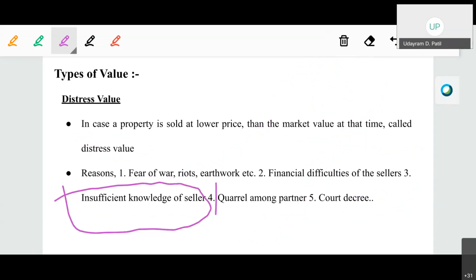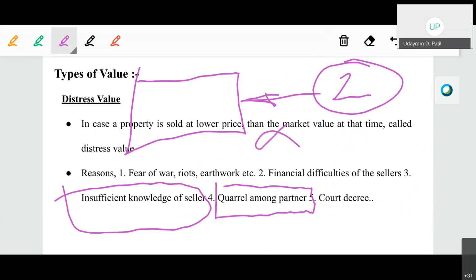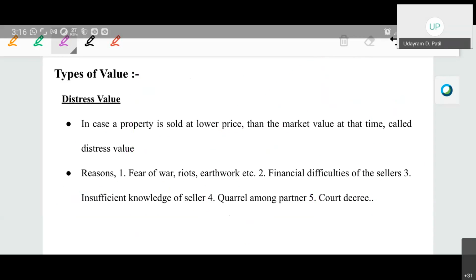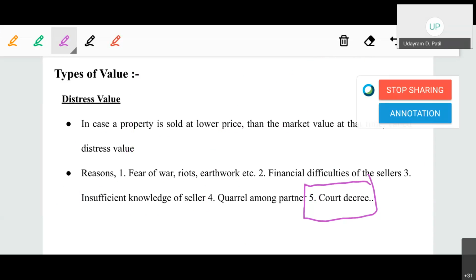This is another factor, the insufficient knowledge of the seller. As well as quarrel among the partners: if the property is owned by two owners, and there is a quarrel between the partners, then they will not look for the higher market value. They will just sell for whatever amount they are getting and be done with it. Again, a court decree will be there if there are a number of cases going on for that particular property. In that case, the court decree will be there, therefore that property will go at a lower price.